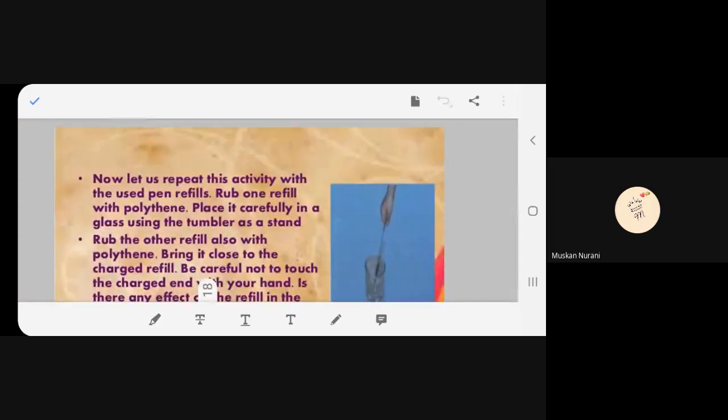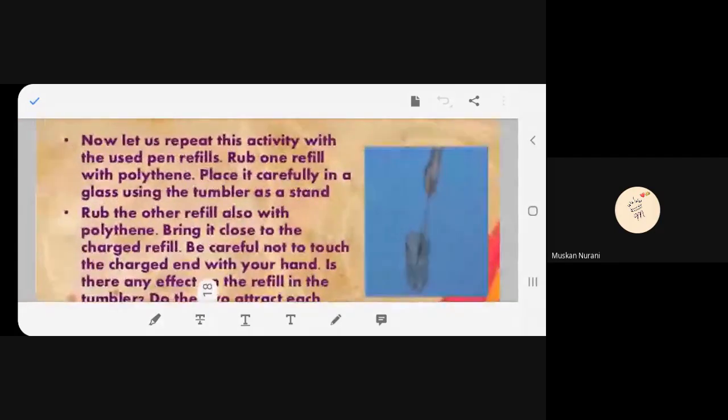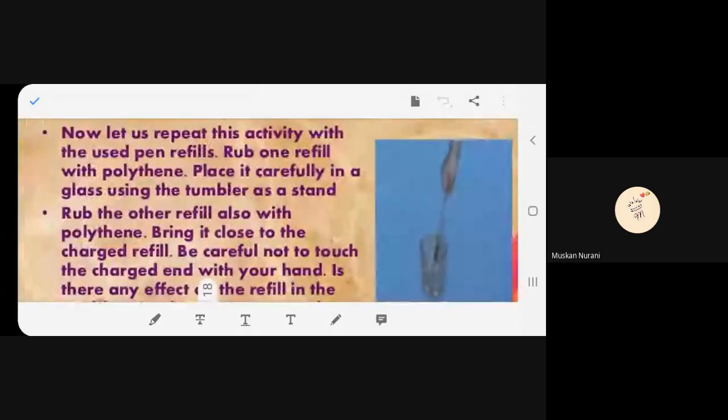Now we will repeat the same activity with pen refills. It's again the form of repetition. Please continue. We have done the balloon. Like charges repel each other. Now we will see unlike charges attract each other. Okay, start.